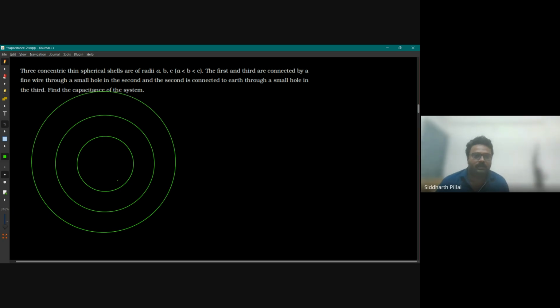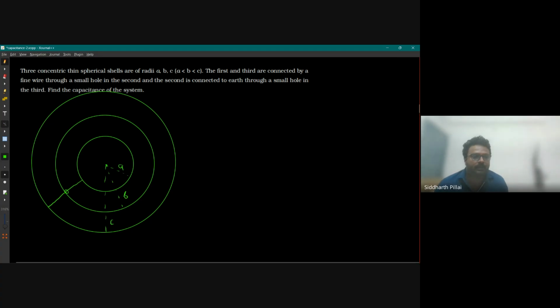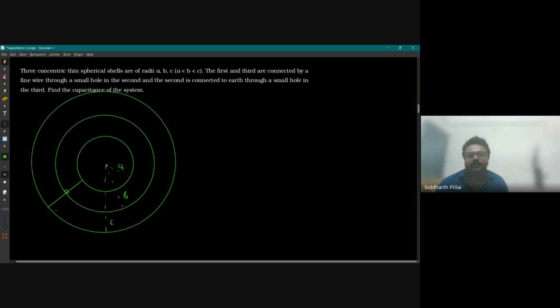Okay, let's assume these are 3 concentric shells of radius A, B, and C. A, the first one, is connected to the outer one. The inner one and the outer one are connected through a hole in the second one. So let's draw a hole here and then connect the two, something like this.